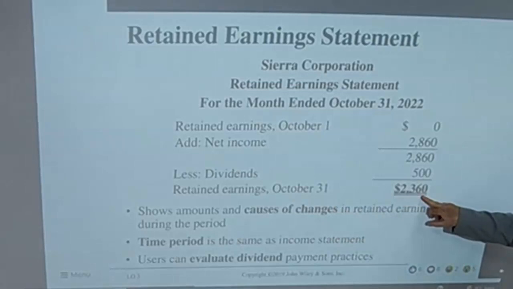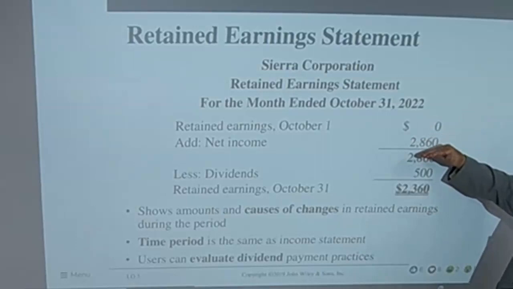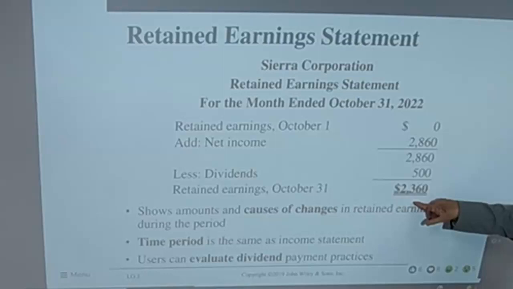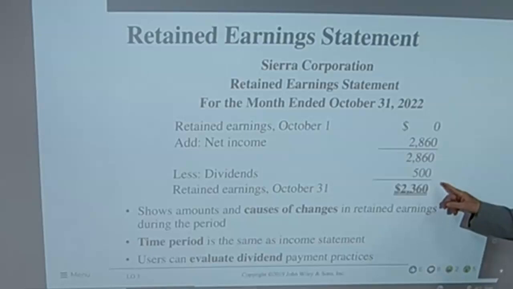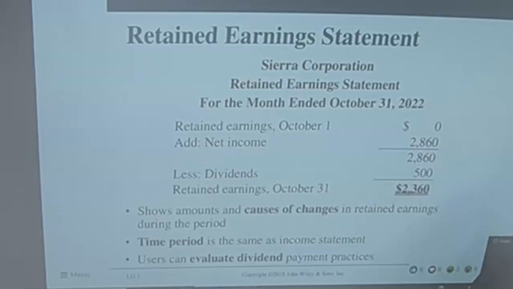Now, there's no summarizing. This is the way it's laid out. Retained earnings begin. So next month, November 1st, at the end of November, we'll do retained earnings, November 1st, and it will be 2360, and then we'll add the net income that we get in November. But that's it. You simply add the net income, deduct the dividends, and this is the amount the company has kept. And this tells you the change in retained earnings.